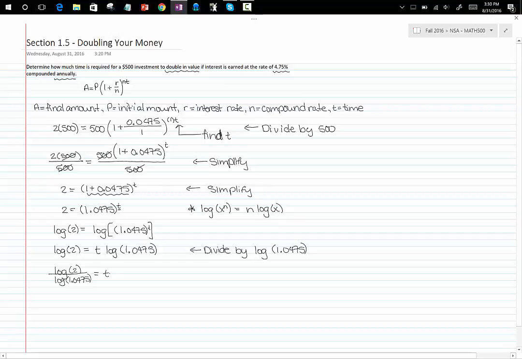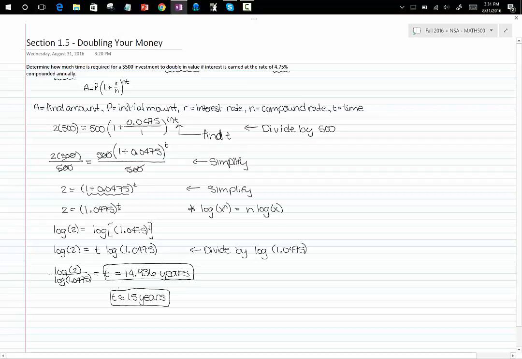Now at this point you can bring out your calculator and plug in the log of 2 divided by the log of 1.0475, and your calculator will give you a value of 14.936 years. Years being the significant units in this problem. Another answer that you can give is to say that t is approximately 15 years. Your teacher may also accept that as an answer.